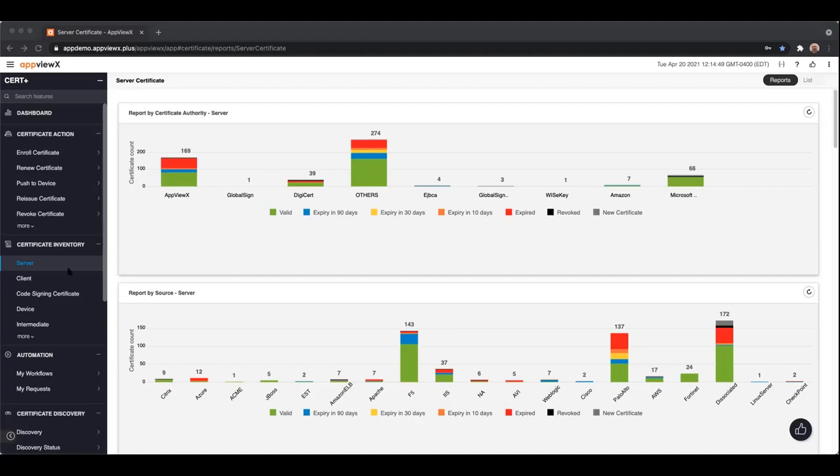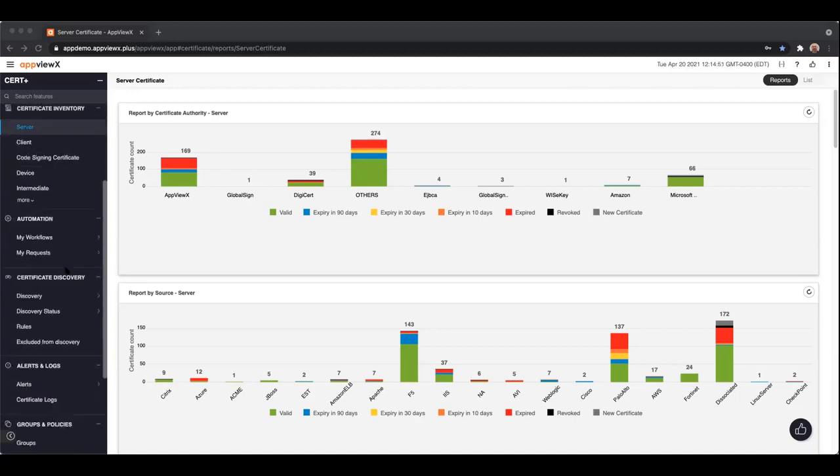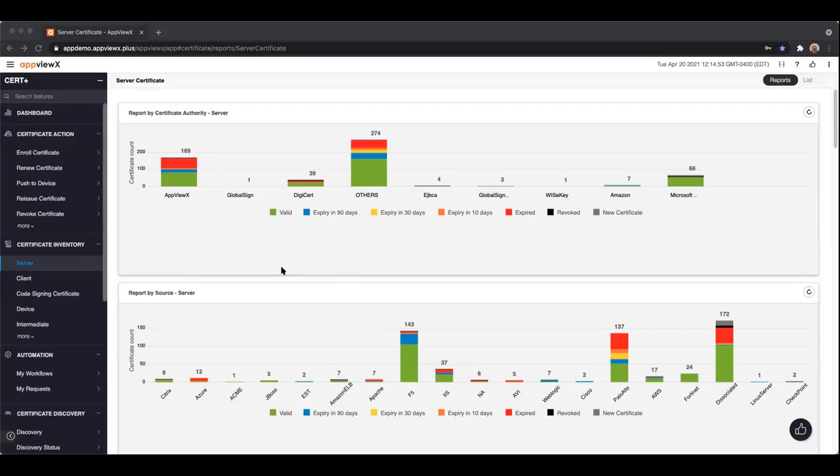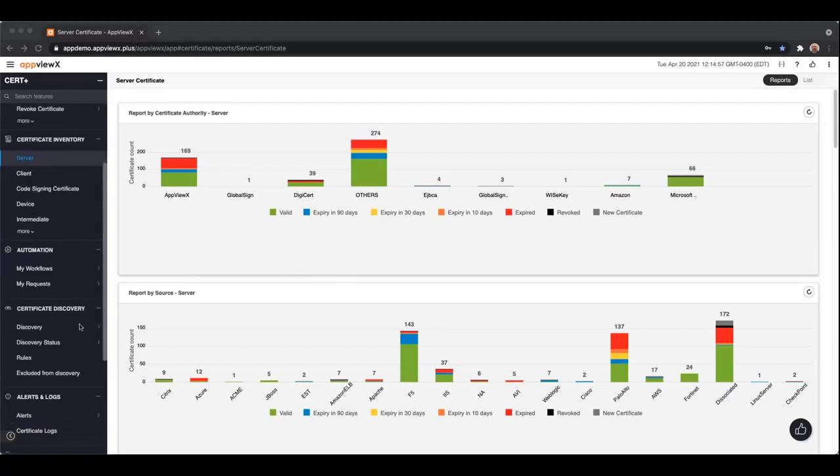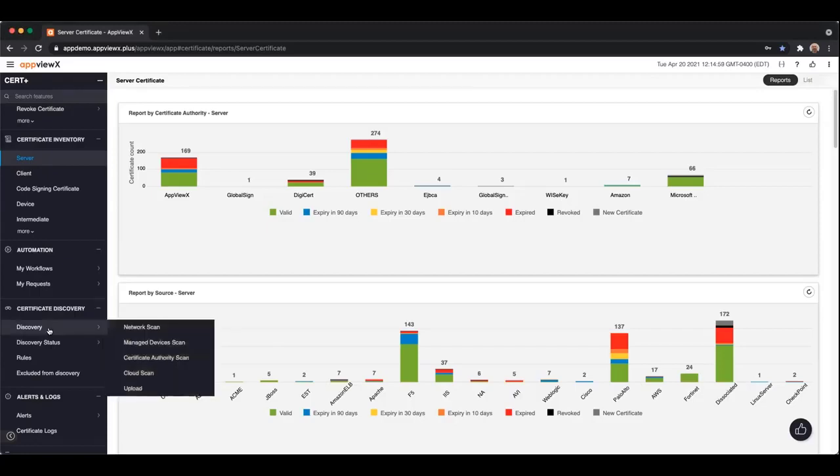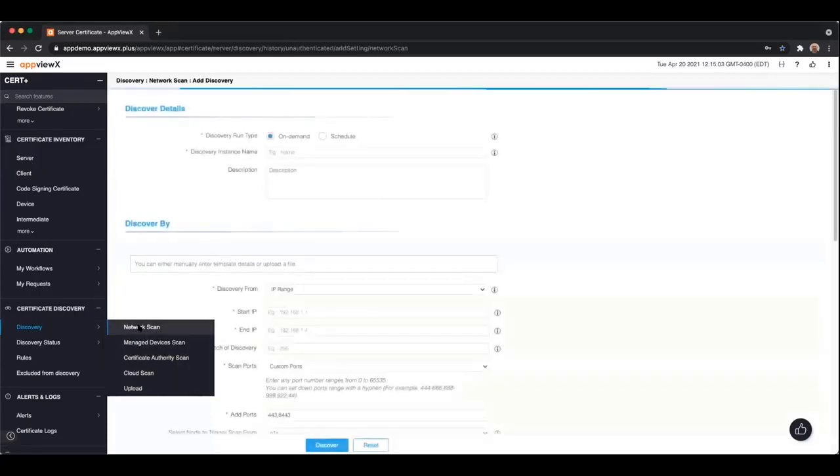All right, so starting from the beginning, this is the landing page we see when we come into the Certificate Plus product. But I'm going to start by going through discovery, how we get the certificates into the product in and of itself. And we start with a couple different methods.